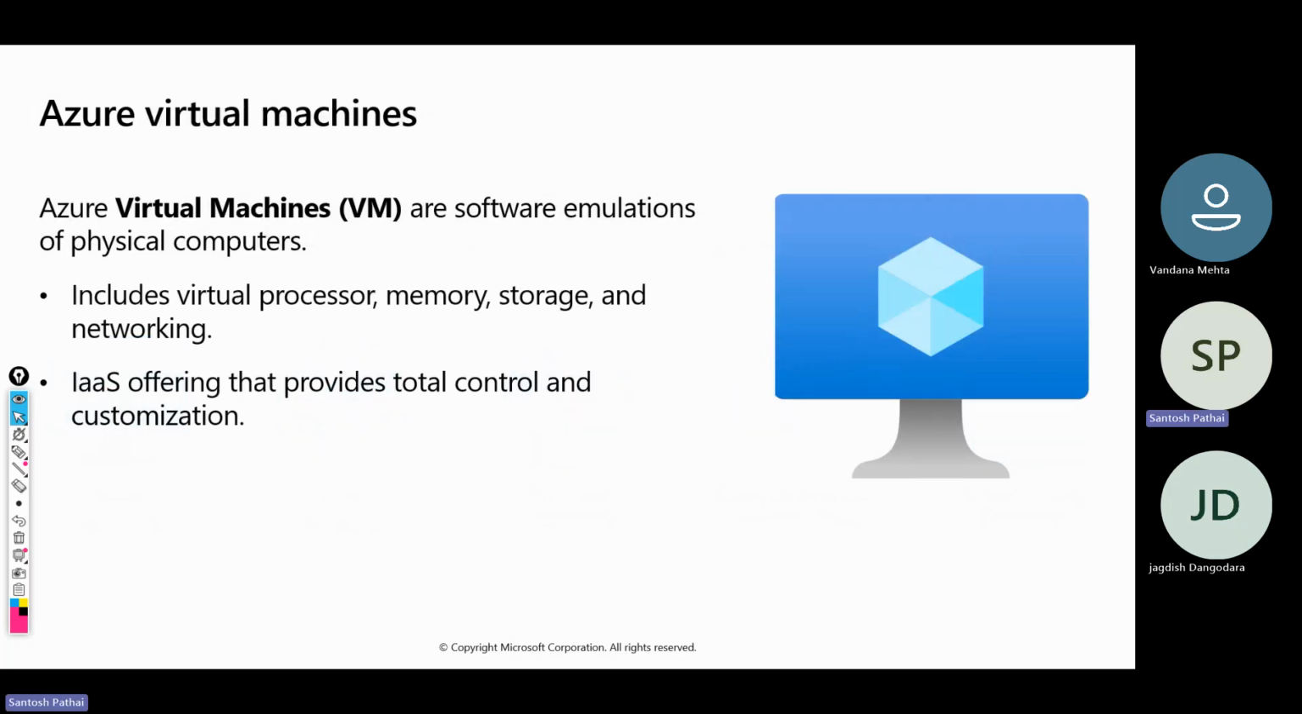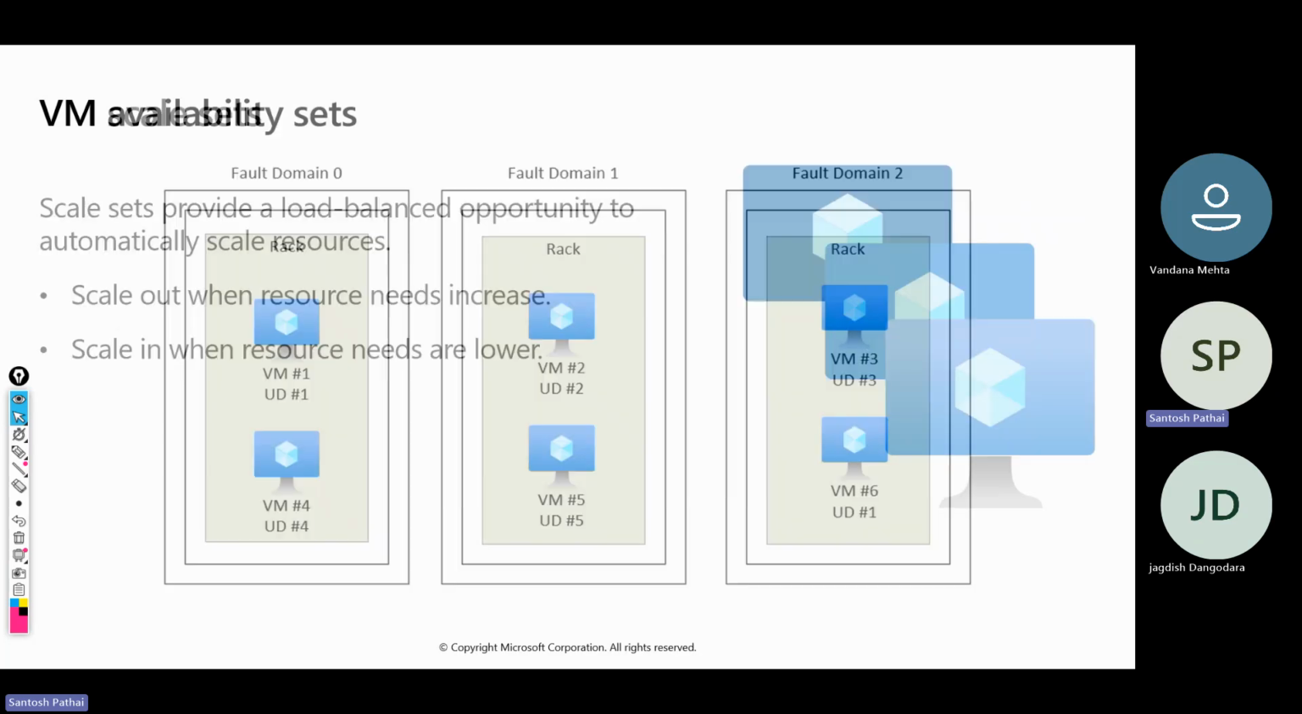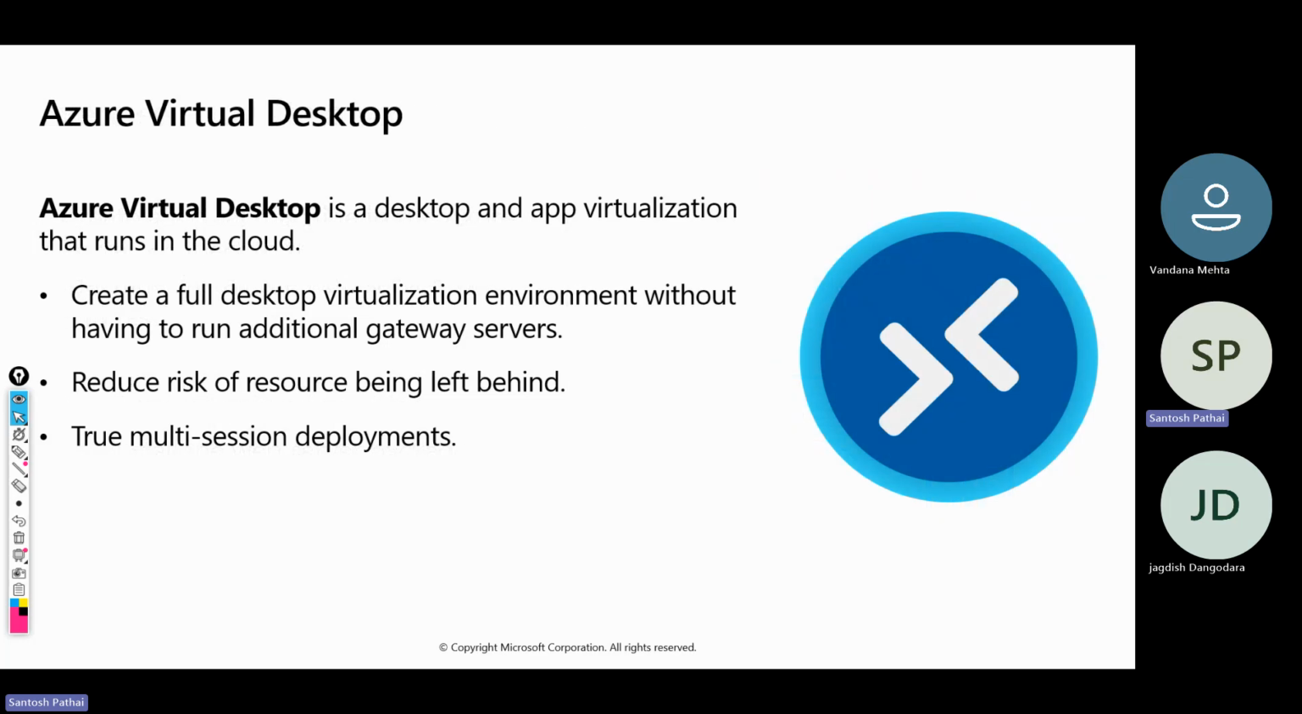When we talk about Azure VMs, they are software emulations of physical computers, which include memory, processor, storage, and networking, and they are offered as part of the IaaS offering, because they provide total control and customization. Then we have virtual machine scale sets. Again, we'll understand all these concepts in AZ-104, so I will not jump into that.